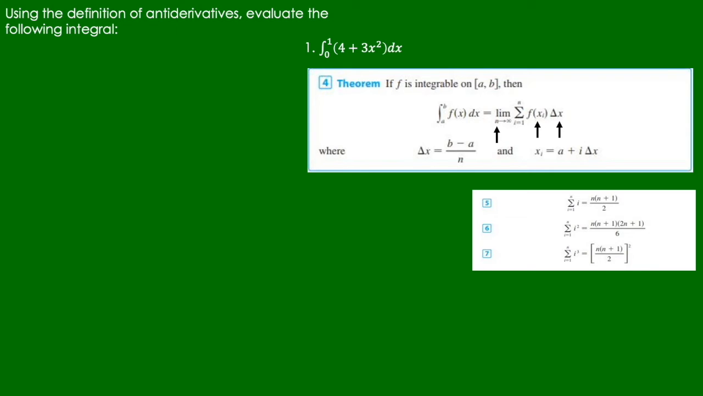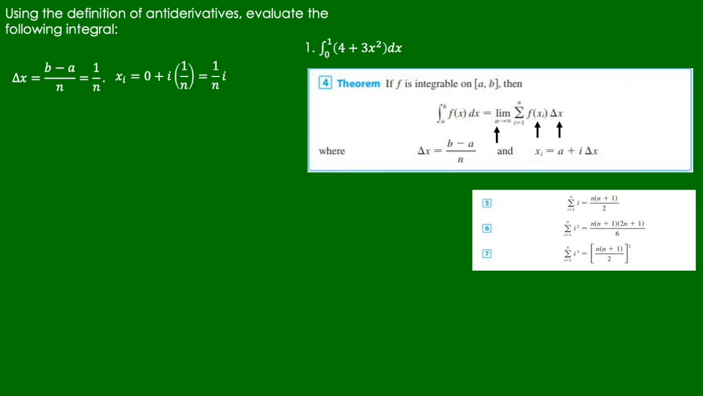So first thing to do like before, find delta x. a and b in this case are 0 and 1. Delta x would be 1 over n. x sub i is the lower bound plus i times delta x. 0 plus i times 1 over n in this case. So we get 1 over n times i.